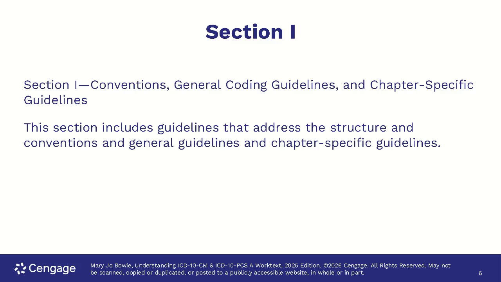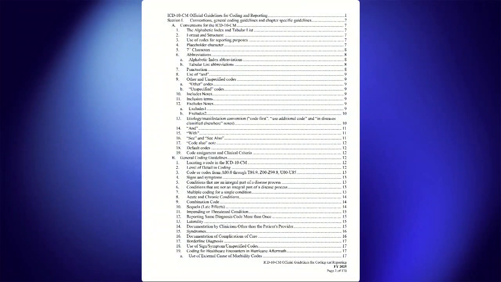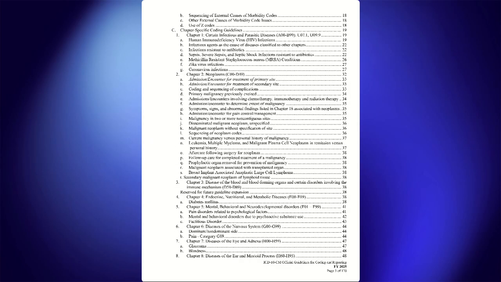Section one is the largest portion of the guidelines. Section one is divided into parts A, B, and C. Part A is known as the conventions for ICD-10-CM. Part B are general coding guidelines, and part C are the chapter-specific guidelines.